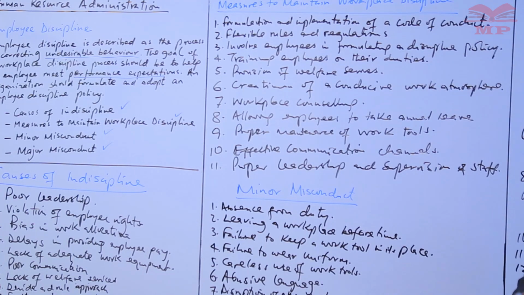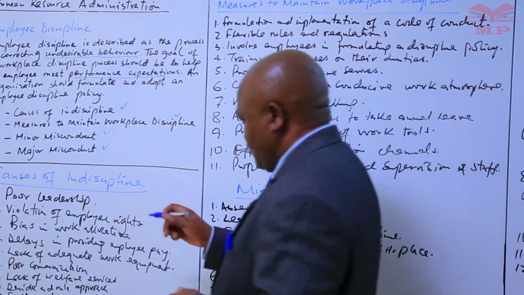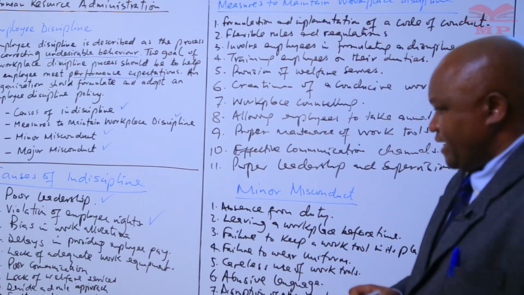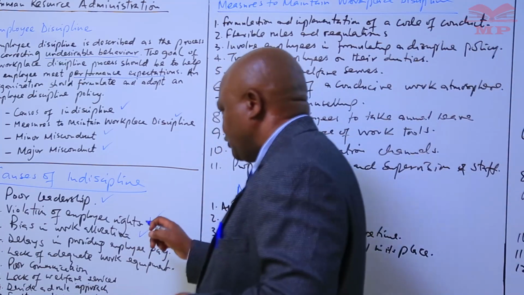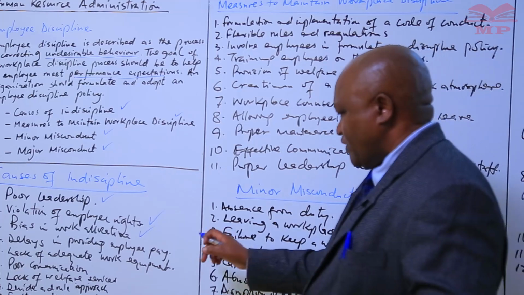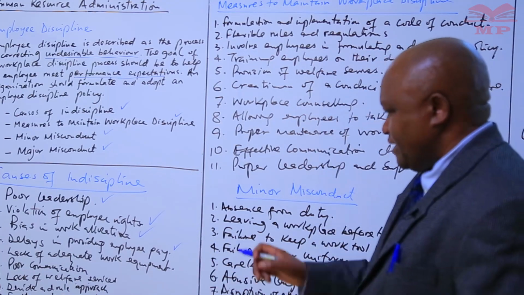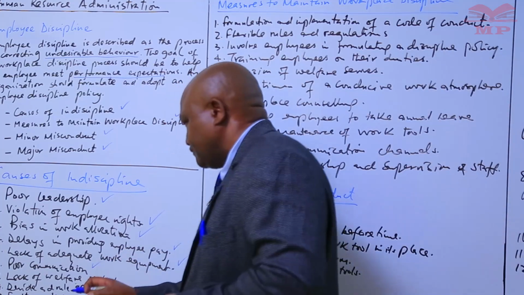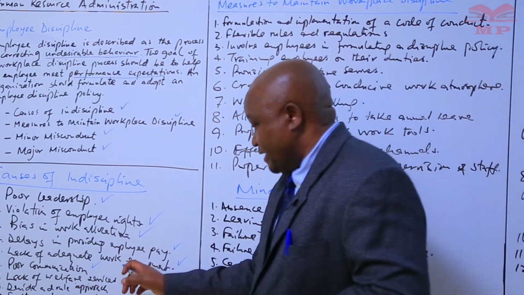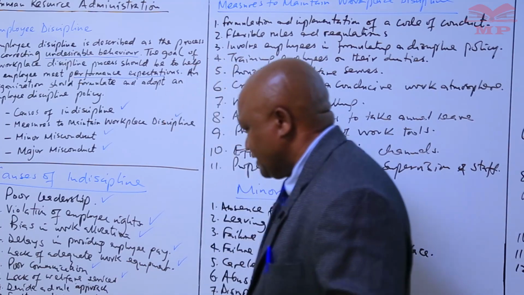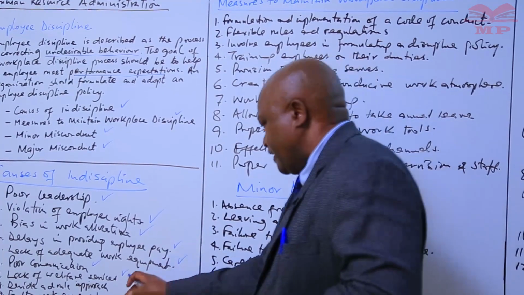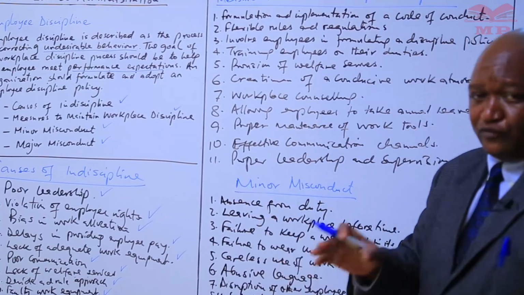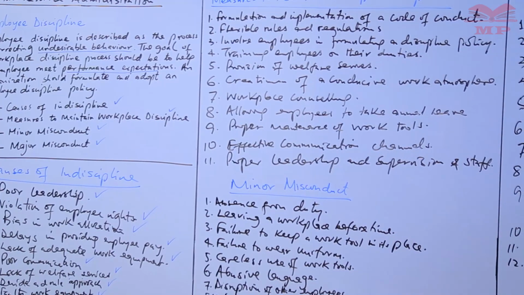So the causes of indiscipline in a workplace may include: 1, poor leadership; 2, violation of employee rights; 3, bias in work allocation; 4, delays in providing employee pay; 5, lack of adequate equipment; 6, poor communication; 7, lack of welfare services; 8, divide and rule approach by employer; 9, faulty work equipment. So those are some of the causes of indiscipline in a work environment.